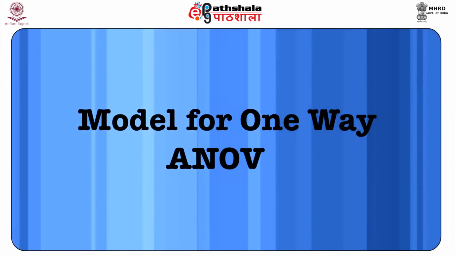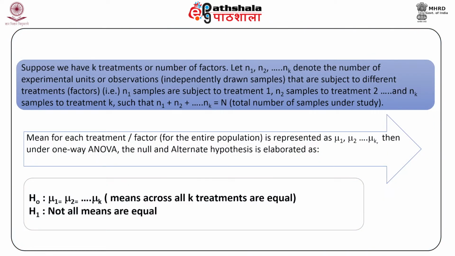Let's now look at the model for one-way ANOVA. Suppose we have k treatments or factors. So let n1, n2 up to nk denote the number of experimental units or observations, independently drawn samples that are subject to different treatments or factors. For example, n1 samples are subject to treatment 1, n2 samples are subject to treatment 2, and nk samples are subject to treatment k, such that n1 plus n2 plus so on up to nk is equal to capital N, which is nothing but the total number of samples under study.